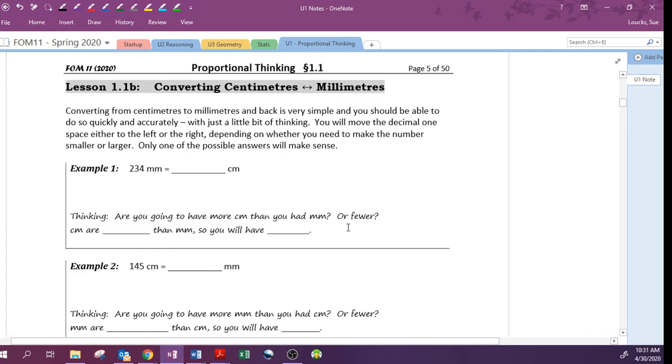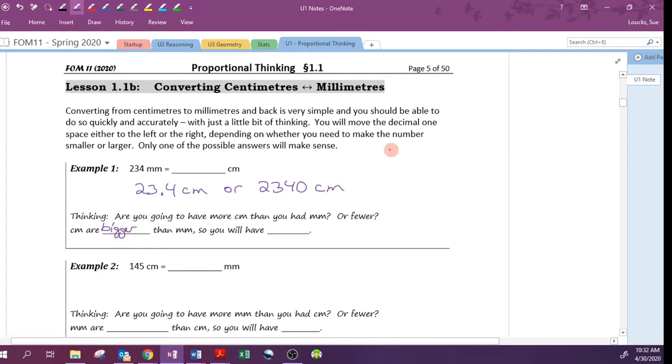Okay, so that means that 234 millimeters is either 23.4 centimeters or 2340 centimeters, depending on which way I move my decimal. Those are the only 2 possible answers that it can be. So let's think about this. Am I going to have more centimeters than I had, or am I going to have fewer centimeters than I had millimeters? Okay, so centimeters are bigger than millimeters.